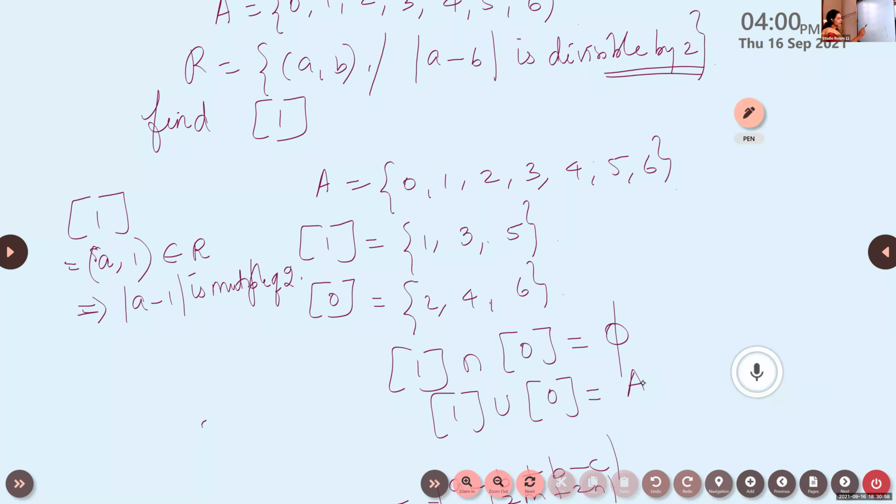If it is like this, then we can say the equivalence classes form a partition. The intersection is empty if there is no element in common, and if you take the union, you will get the whole set. Then we can say it forms a partition.